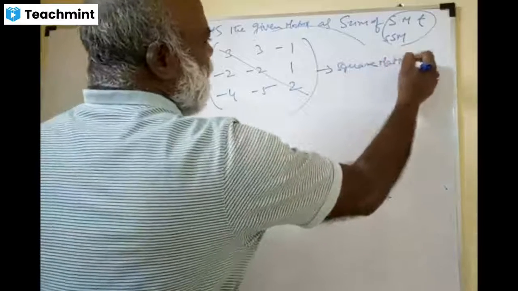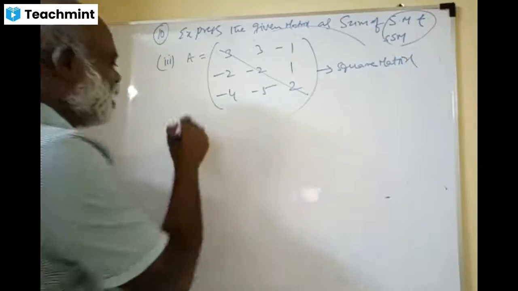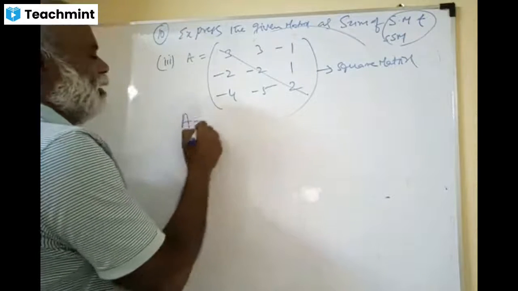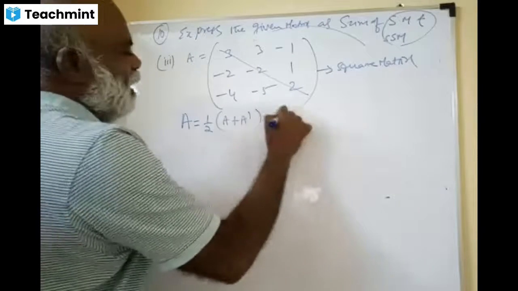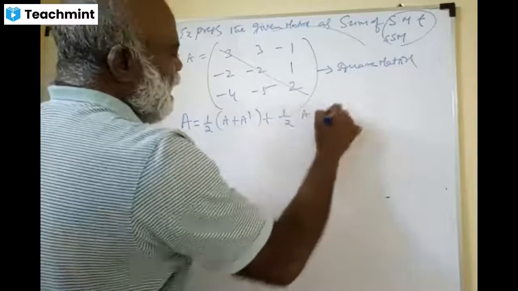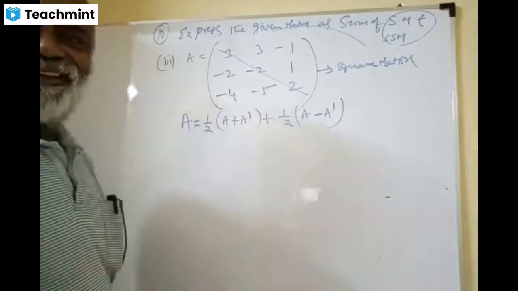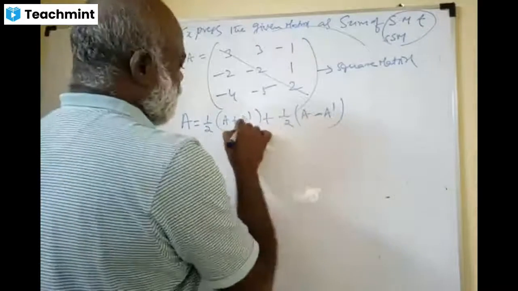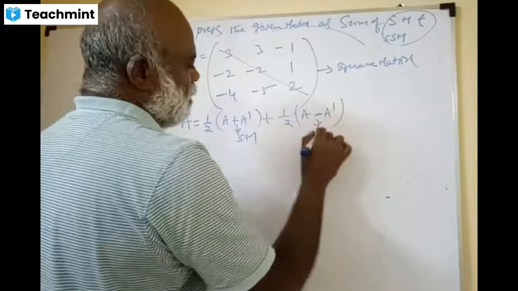A is not a symmetric matrix, but you are expected to write A as half of A plus A dash plus half of A minus A dash. Here you will definitely not get a null matrix. This is a symmetric matrix. This is a skew symmetric matrix.